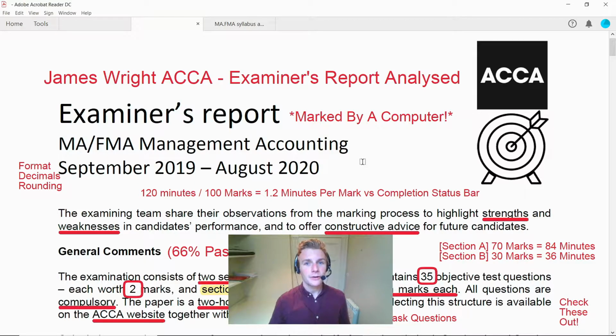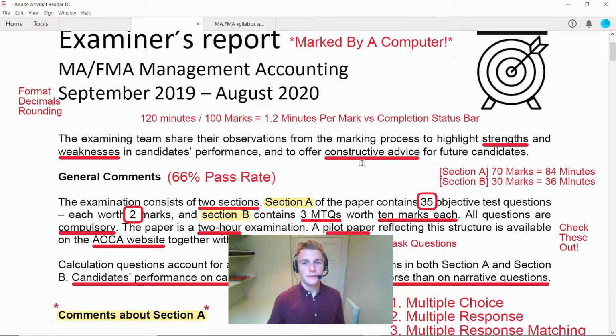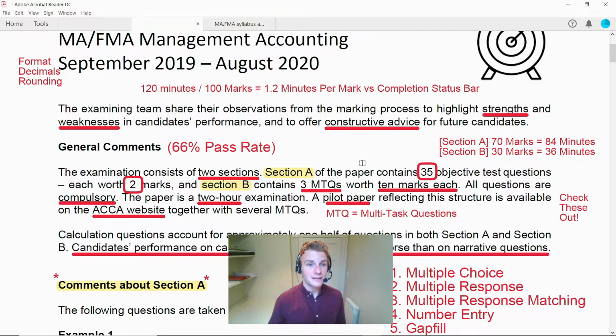I'm going to go through it bit by bit, and these are the key things I picked up on. In terms of the actual computer marking, we've got format, we've got decimals, we've got roundings. These are all going to make massive impacts for you, because if you get one of the decimals the wrong way around or you don't answer it in the correct format, you get 0, okay?